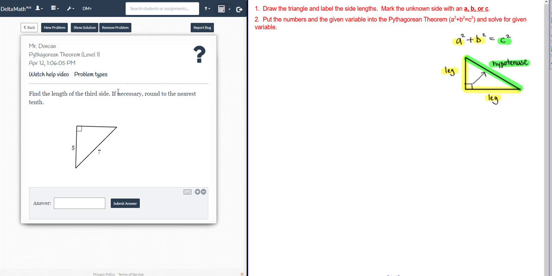Find the length of the third side. If necessary, round to the nearest tenth. First bit of advice I'm going to let you know is if you see it says round to the nearest tenth, once you have isolated the variable, it's going to be a calculator. Makes it really easy. So first things first, let's draw the diagram.